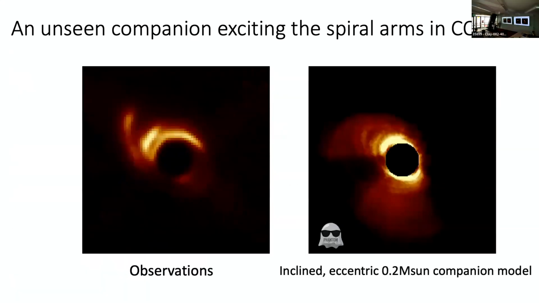So we made a model. This is just our first go. Observation on the left, scattered light again. We used Phantom and then MCFOST to produce a synthetic image at the same wavelength. And we used an inclined and eccentric companion with 0.2 solar masses. This is very big. And we're able to get a reasonably good match.